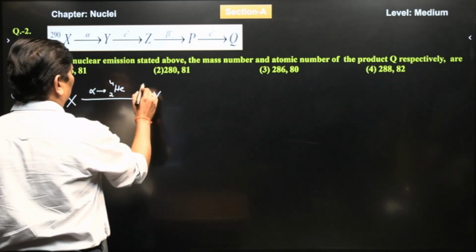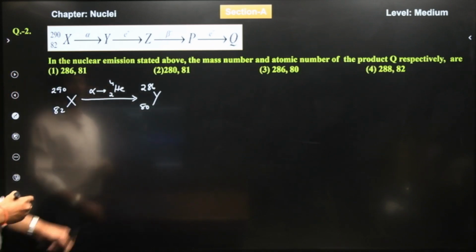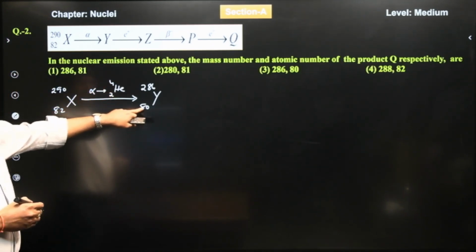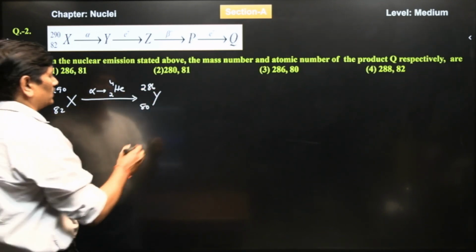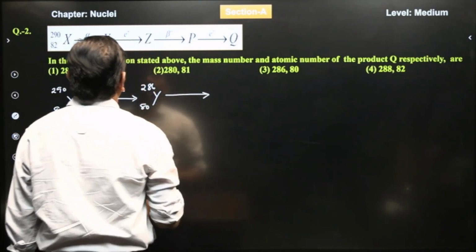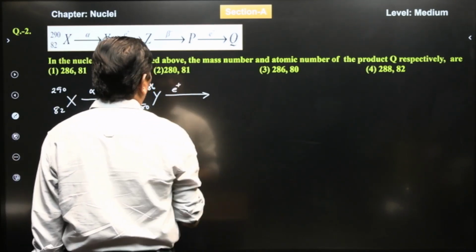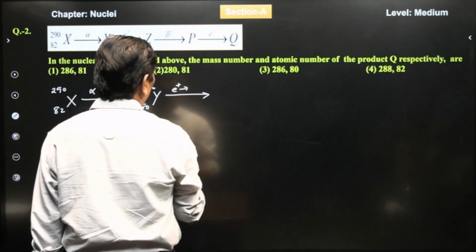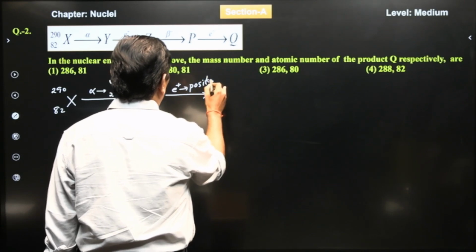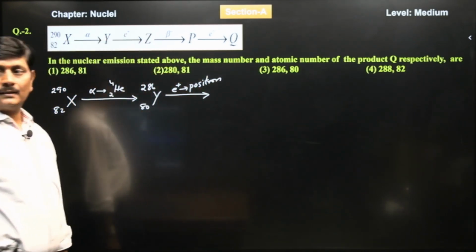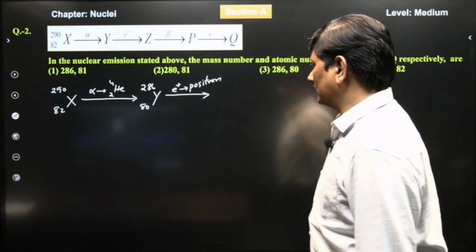And the mass number decreases to 286, decreases by 4. Atomic number decreases by 2 and mass number decreases by 4. So you will get another nucleus Y like this. Now this Y undergoes e plus decay. e plus means positive electron. Positive electron is nothing but positron, the antiparticle of electron.